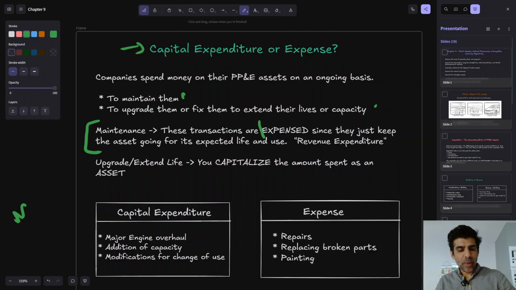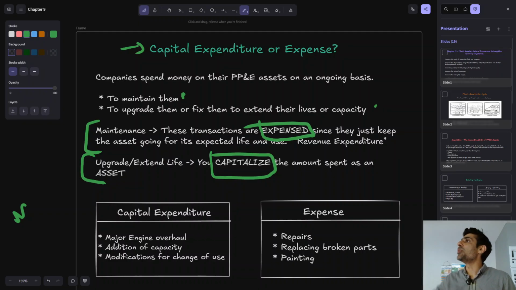Maintenance is going to be expensed. As soon as we spend the money on the oil change, we're going to show that as an expense on our income statement right away, because it's not really contributing to the value of the asset. It's just to maintain the asset. If we upgrade or do something that extends the life of the asset, we're going to capitalize it and then depreciate it over time.